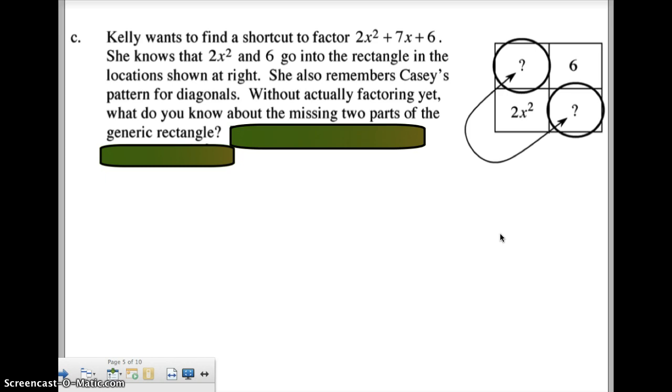Okay? So now you have to think. By Casey's rule, what do you know that these two things have to multiply up to? And then by the sum that they give you right there, what do these two have to add up to? That's what they're trying to ask you in these things. So go ahead and write down the product of these two, and then the sum of those two numbers.